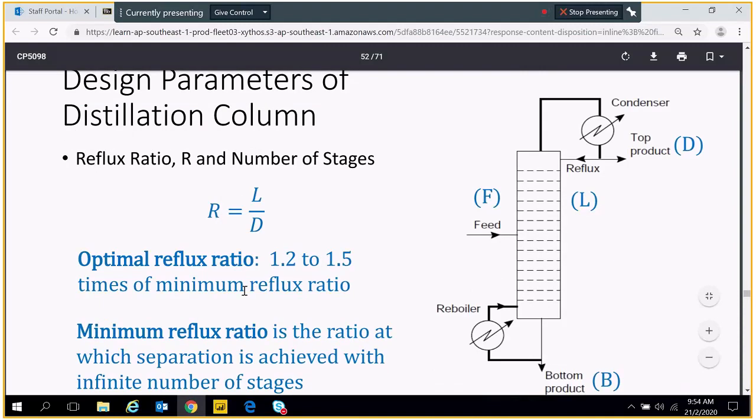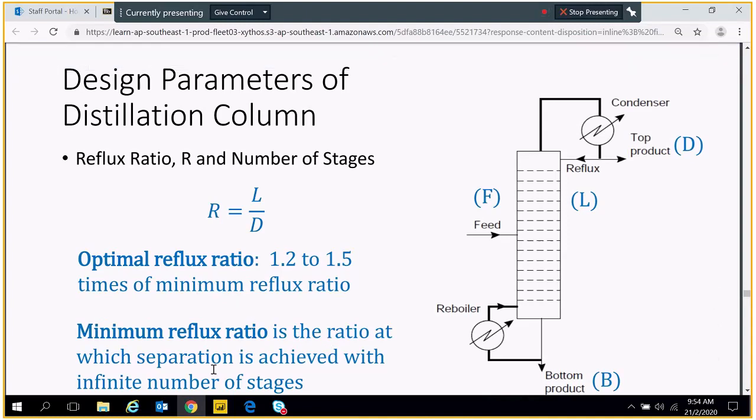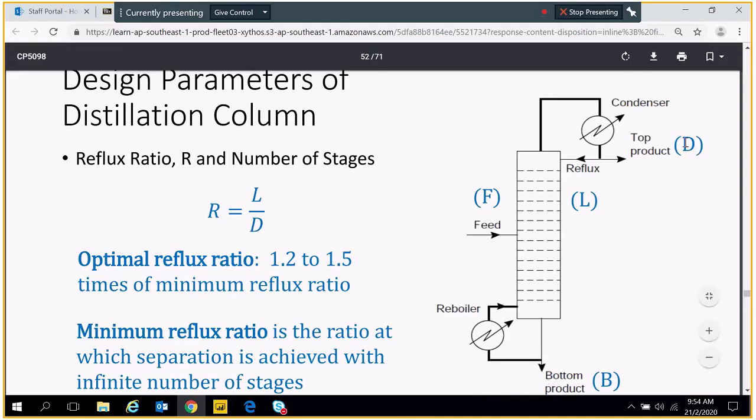Optimum reflux ratio is 1.2 to 1.5 times the minimum reflux ratio. The minimum reflux ratio is the ratio at which separation is achieved with an infinite number of stages. If D equals 0, it means that everything becomes reflux. If everything becomes reflux, we call this total reflux. Total reflux is the opposite of minimum reflux ratio. So when you have total reflux, D is 0, L is a positive number, L divided by 0, the answer is infinity. It means that your external reflux ratio is infinity.